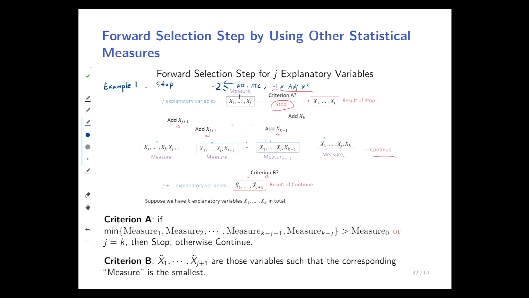And we can also compute all the measures for those cases when we add one variable. For instance, the first one equals -1.1, this equals -1.2, this equals -1.3, and this equals -1.4. If we compare all these measures, we can find that the smallest one here is -2. So that's measure 0, which corresponds to x1 to xj.